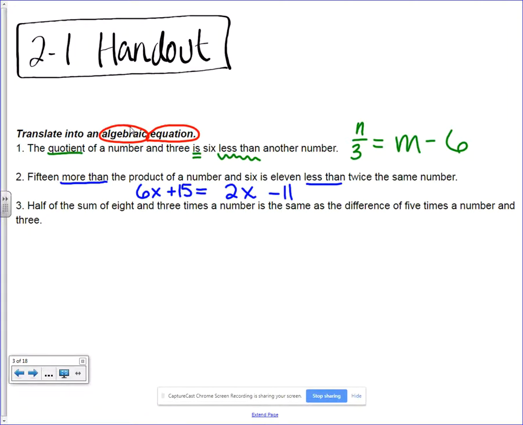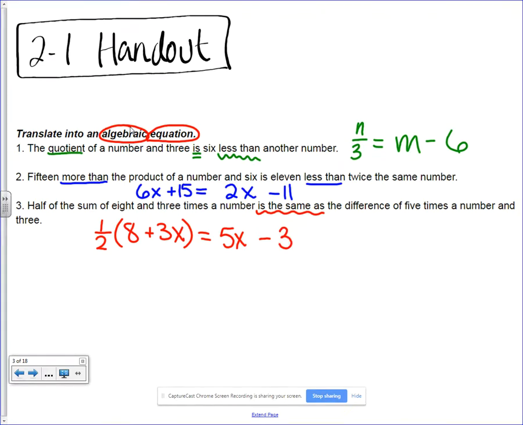Okay, last one of these. Half the sum. So I need to do half of the whole sum of 8 and 3 times a number is the same as, that's my equals, the difference, now difference means subtract, 5 times a number. Now, I didn't say if it was the same number or a different number, so we're just going to go with the same number. So I'm going to use x again. 5 times a number and 3.